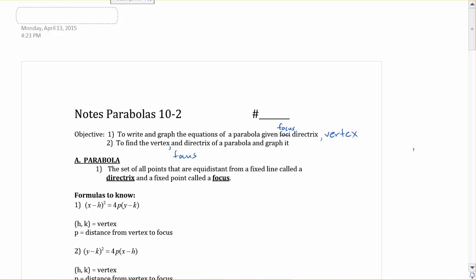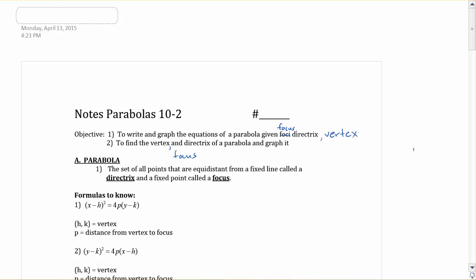Okay, so our notes are going to be on parabolas, and the first thing I want you to change in the objective is we're going to write and graph the equations of a parabola given, can you cross out foci and put focus? There's just one focus in a parabola, the directrix and a vertex. And secondly, we're going to find the vertex, comma, focus, and directrix of a parabola and graph it.